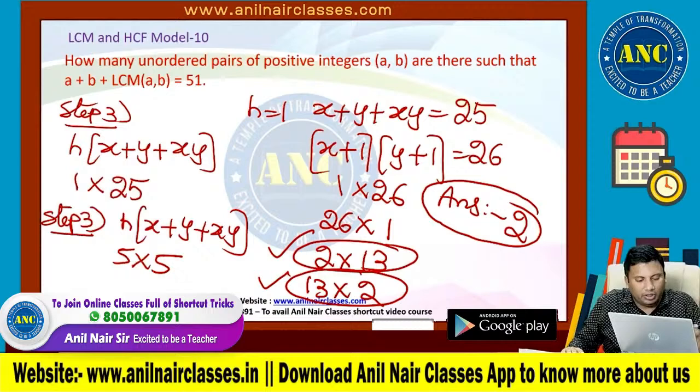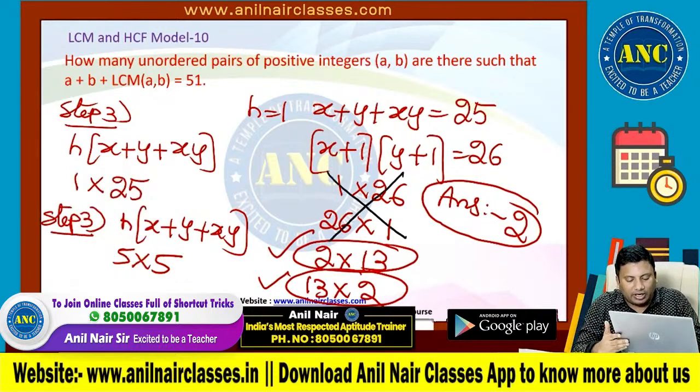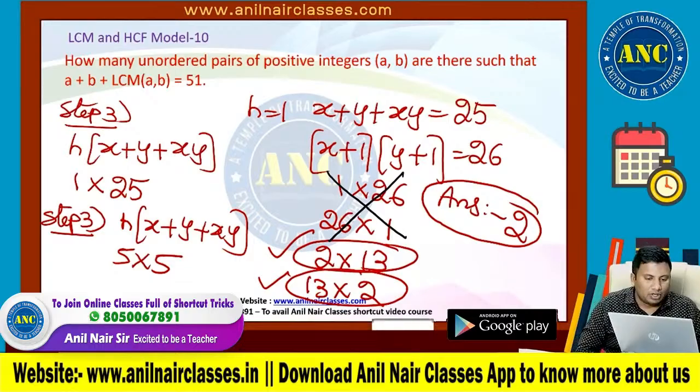Why only 2 is there? Because here also X 0, Y 0. X and Y cannot be 0. Till here any doubts?